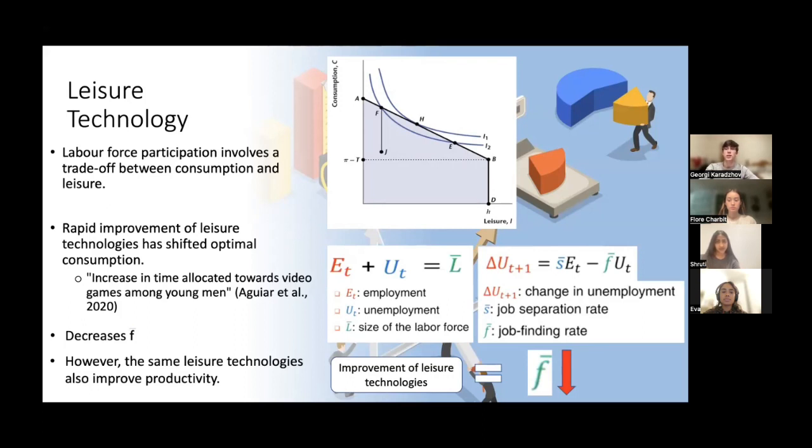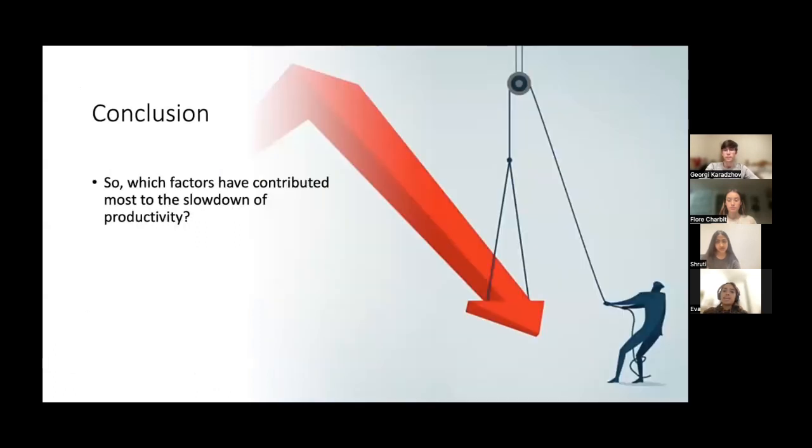However, the same leisure technologies have also increased productivity. For instance, it has increased working time outside the office while at home, which was particularly important during the COVID-19 lockdown. Therefore, the net effect of these technologies on productivity is ambiguous. In summation, we've clearly demonstrated how significant a role allocative efficiency, technology, and capital deepening play in the productivity slowdown, while other factors like compositions of labour force have a relatively modest role.